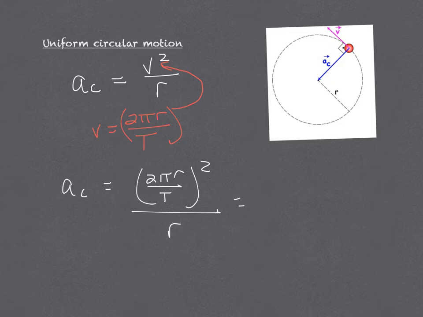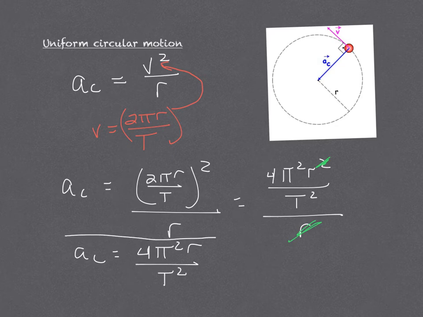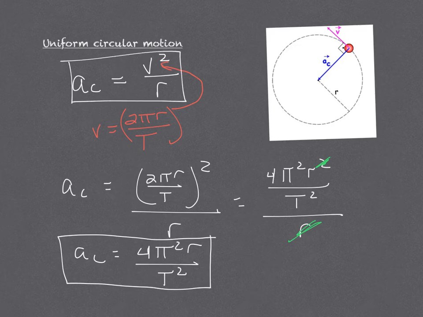If we square everything in the parentheses, we get 4 pi squared r squared over T squared divided by r. What happens is this r cancels out with one of those r's, and we get our final relationship here of 4 pi squared r over T squared. And those are the two relationships for centripetal acceleration.